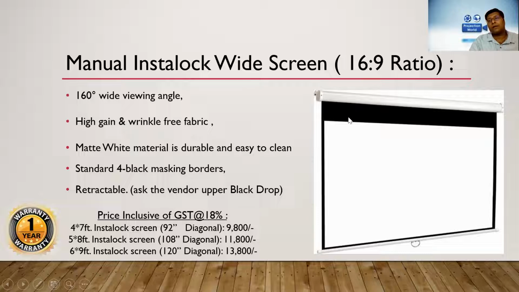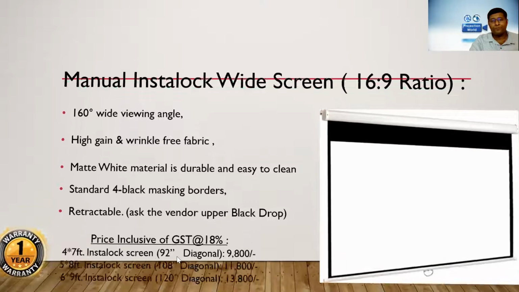Black drop comes in various brands. There are different options given, like 6 inches, 12 inches, 16 inches, and 24 inches. There are 3 to 4 types, but usually it comes in 6 inches maximum. The price will vary as the black drop increases. And the sizes are 4 by 7 feet, 5 by 8 feet, 6 by 9 feet. And the diagonal sizes are 92 inches, 108 inches, 120 inches diagonal respectively.